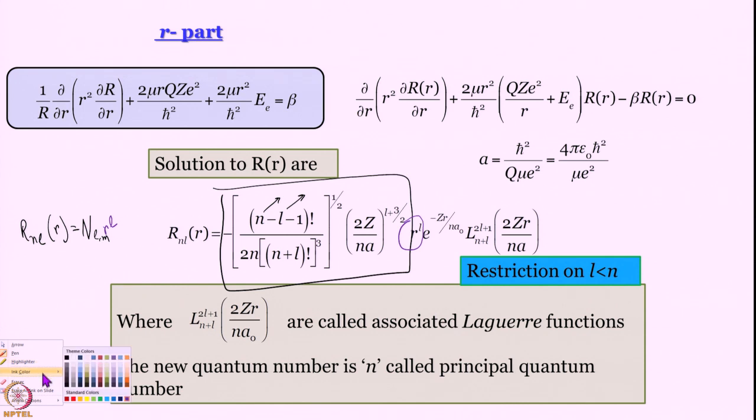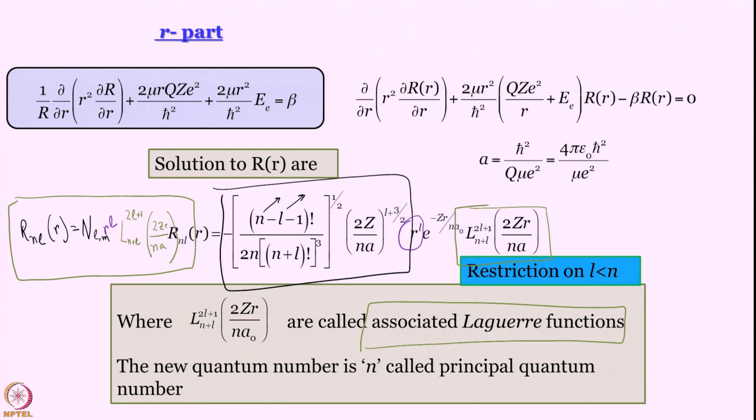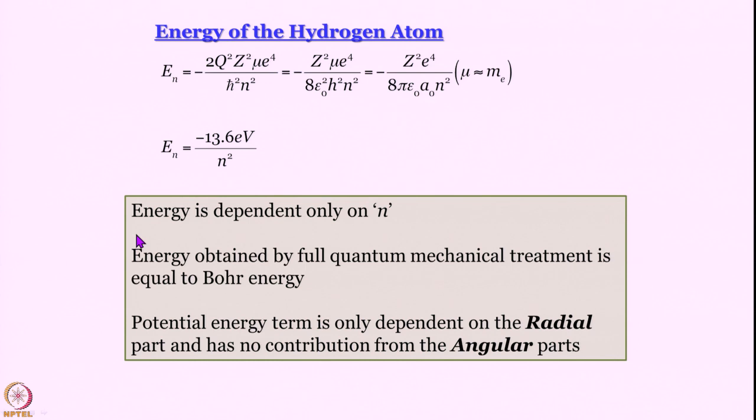What do I have next? I have a polynomial which depends on n plus l as well as 2l plus 1, and this polynomial is in 2 z r divided by n a, and these polynomials are called associated Laguerre functions. Okay. So, this is the functional form that we need to know. I am saying you need to know this because there is something important: r to the power l and a polynomial. We are going to see what kind of polynomials we have, but it is important because that is what gives shape to the radial part of the wave function. Okay. No need to remember this n, l, all these things. If you can remember this, it is good enough. If you cannot remember, that also is fine.